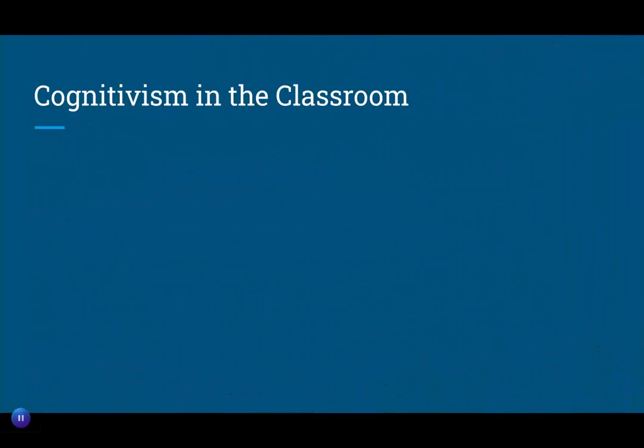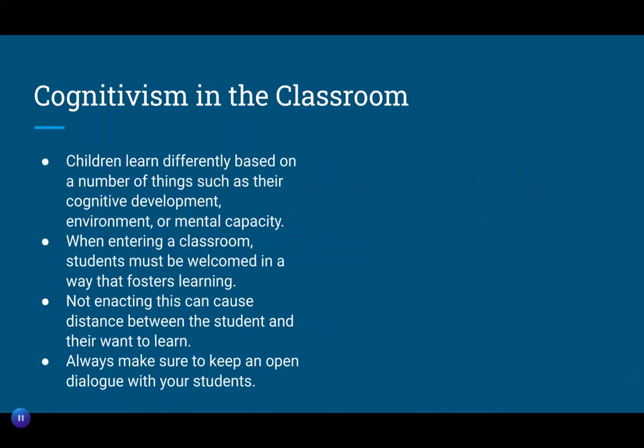So, how can we apply this in the classroom? These are some things that you should be aware of when it comes to cognitive function in your classroom. Children learn differently based on a number of things, such as their cognitive development, their environment, or their mental capacity. When entering a classroom, students must be welcomed in a way that is fostering. Knowing that they are in a safe place and a warm place will help them approach learning in a better way. Not enacting this can cause distance between the students and their want to learn.